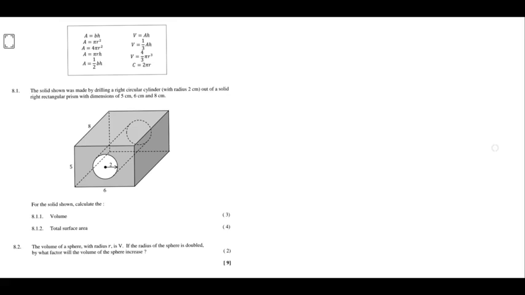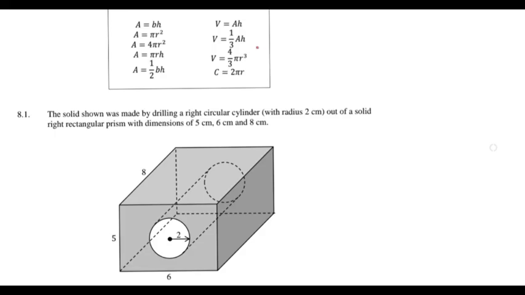So this is the last question of my video, and this is a nice exam-type question, a last year question. So have a look here. The formula they will give to you; you need to choose the correct formula. The question says the solid shown was made by drilling a right circular cylinder with a radius of 2 centimeters. So this is the cylinder inside the rectangular prism, and the radius is 2 centimeters.